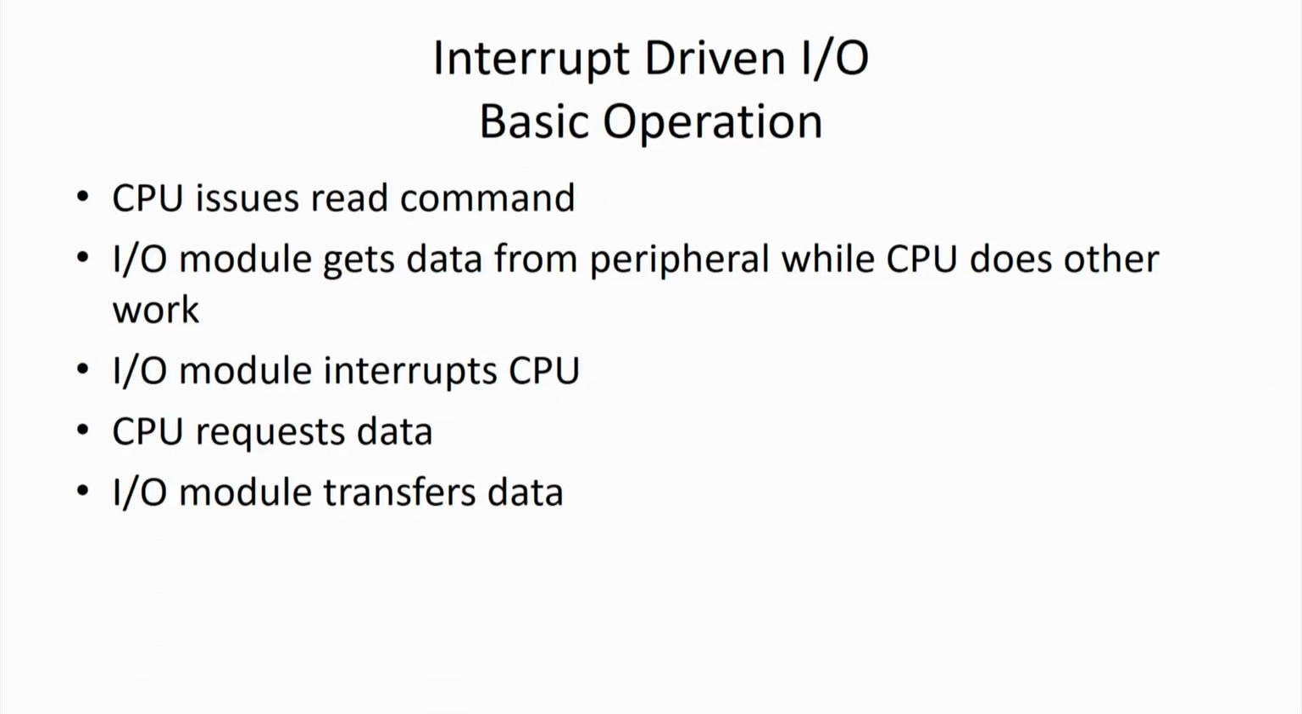So, what are the basic operations in interrupt driven IO? The CPU issues a read command. Here I am saying read command, which means the processor is going to take information from devices. If the processor is going to put information to the output devices, then the processor issues a write command. The IO module gets data from the peripheral while the CPU does some other work. Now we are removing the busy waiting of the processor. The IO module looks after the transfer of information, it gets the data from the peripheral devices, and in the meantime the CPU can carry out some other work.